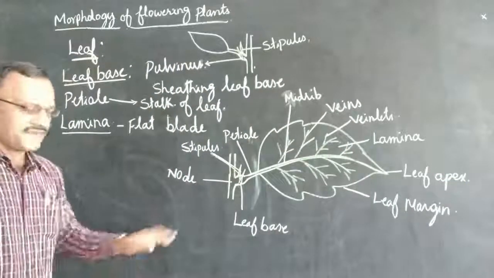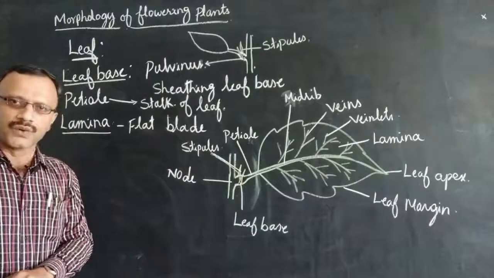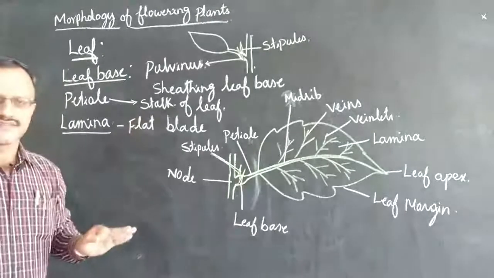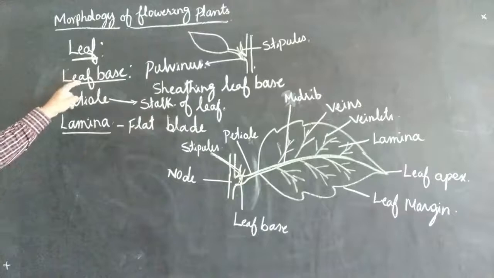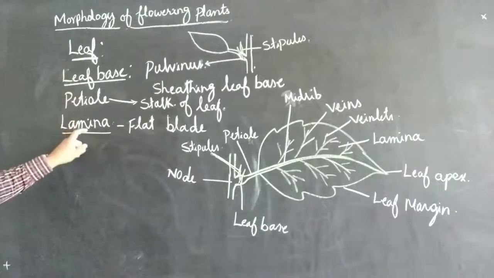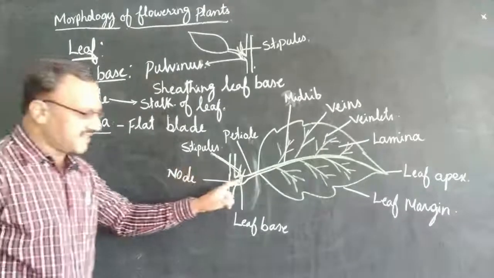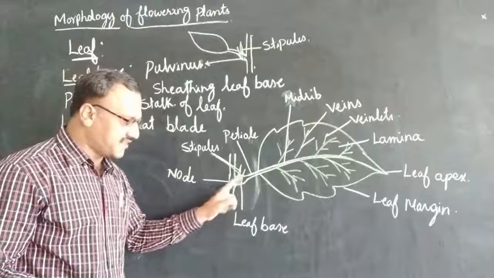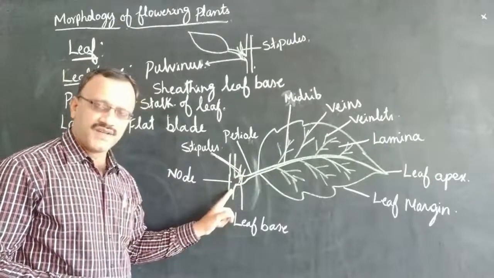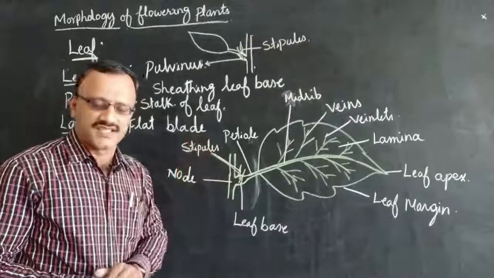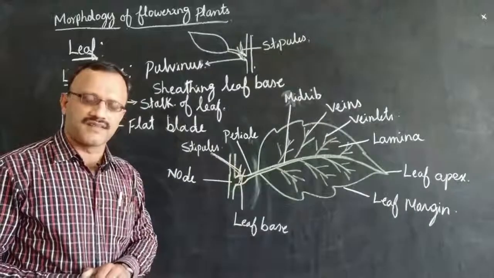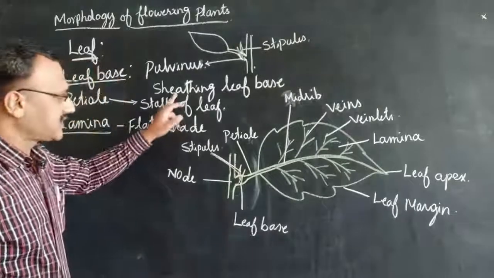I'll repeat. The typical leaf shows three different regions, that is leaf base, petiole and the lamina. Leaf base is the region which connects the leaf to the stem at the nodal region, which may be bulged in some plants like leguminous plants, which is called pulvinus, as I mentioned earlier.